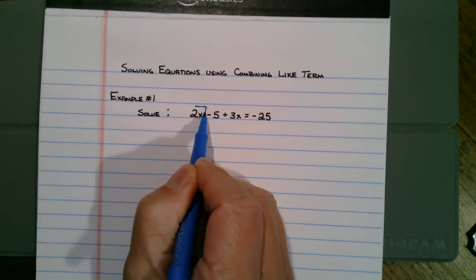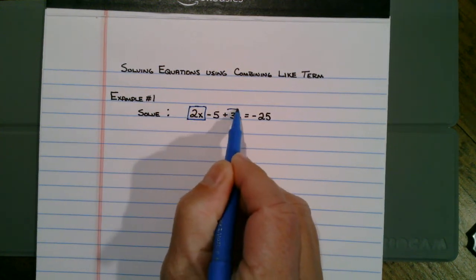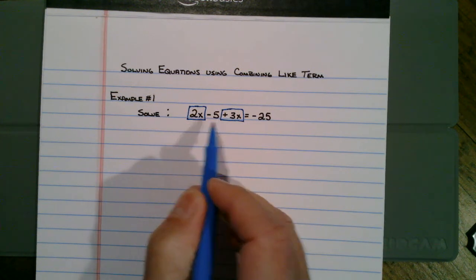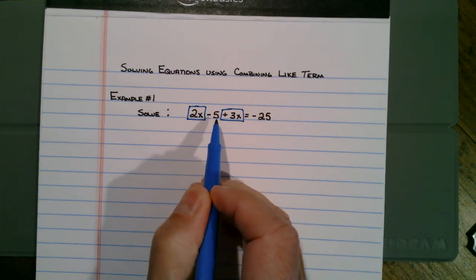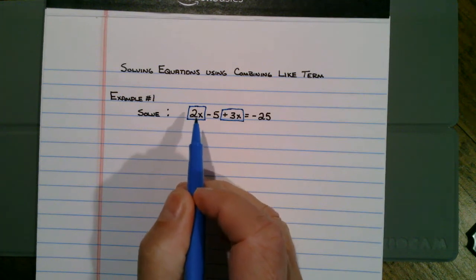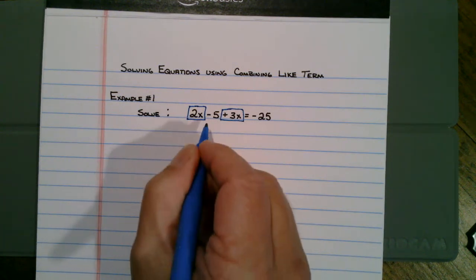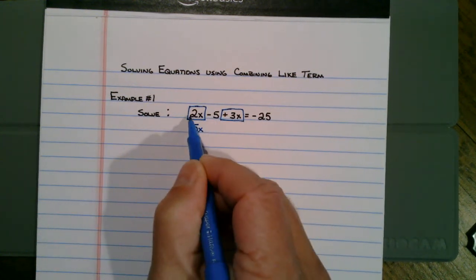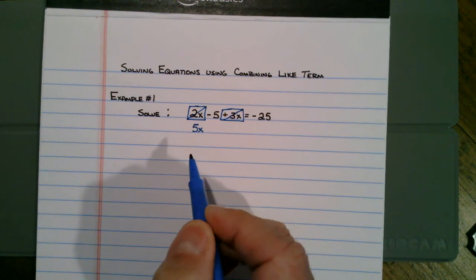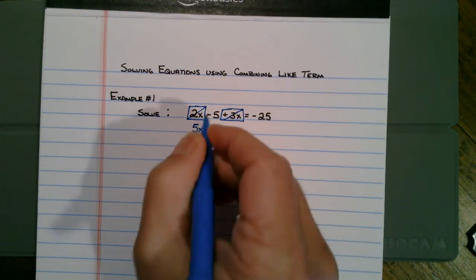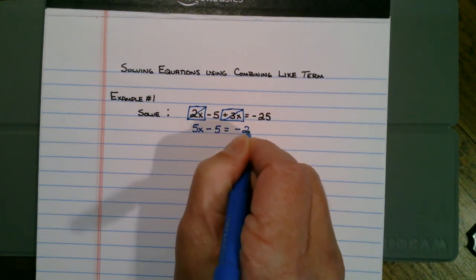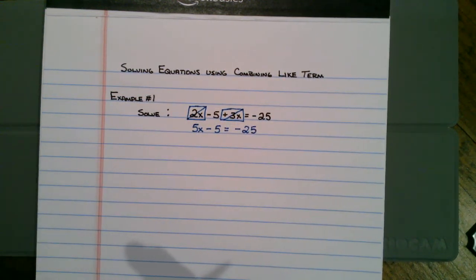So this is a 2x and this is a positive 3x. The signs are the same. I add them together and keep the sign, because this sign right here goes with this 5. This is a positive 2x and a positive 3x. I combine them together. I get positive 5x. So I've combined this one and this one together. What I haven't combined together, I bring down, like the negative 5, my equal sign, and negative 25. And now I have a simple two-step equation here that I need to solve.